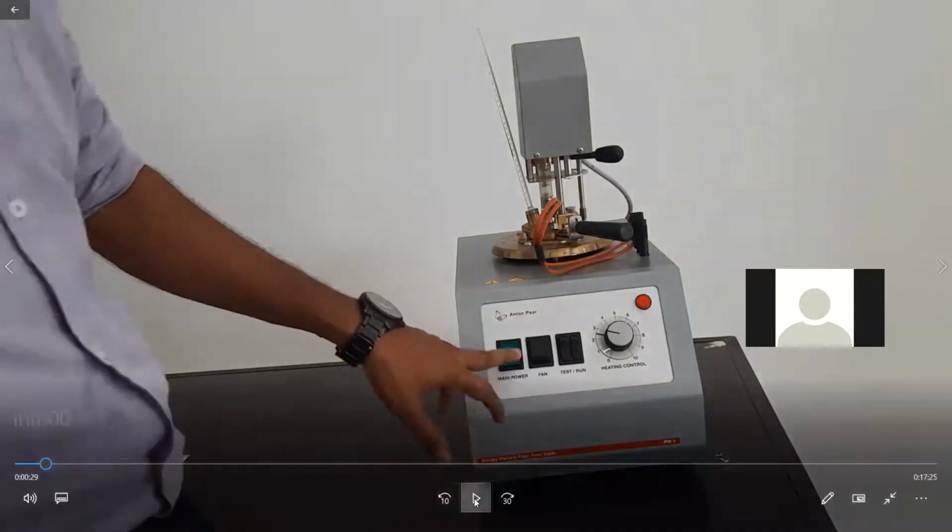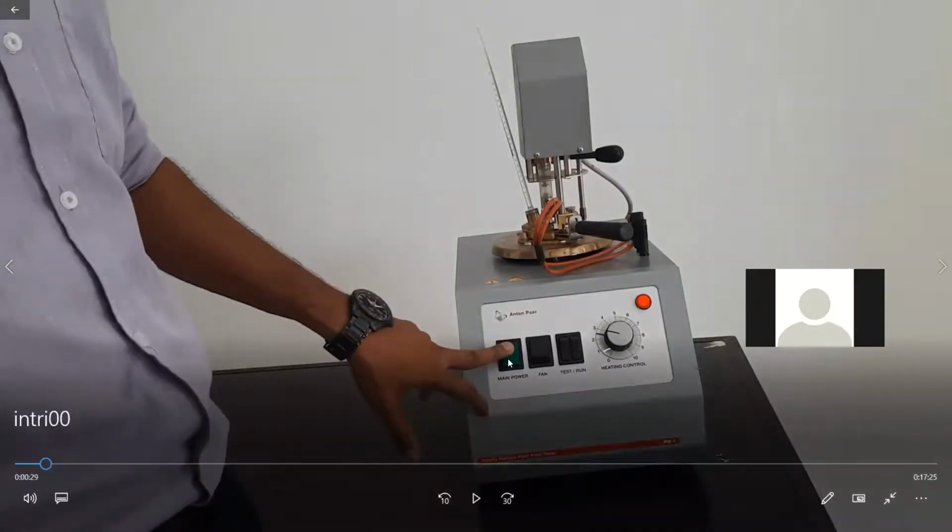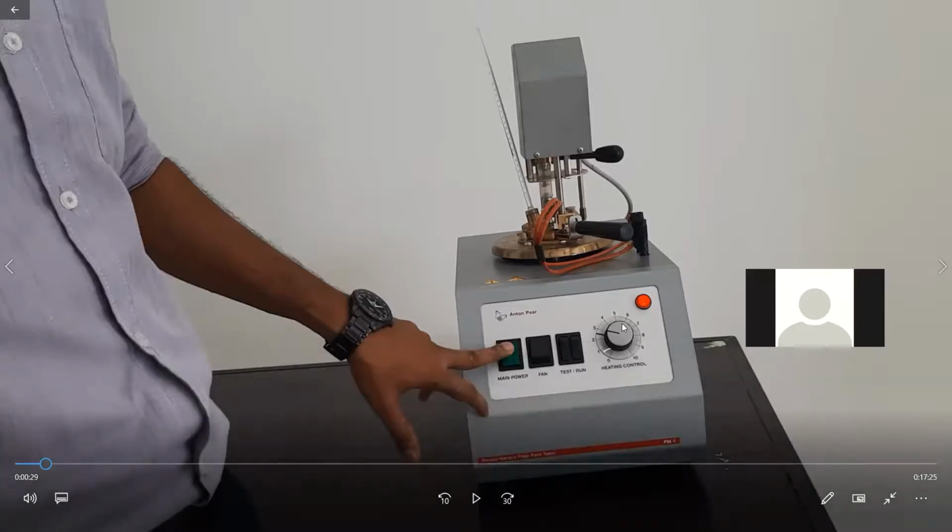After switching on the power, you can see the main power light blink, right? There are three buttons and one control switch. This control switch is for the heating control. If we rotate this control, there is a scale from 1 to 10. If we increase this number, it increases the heating rate, right?